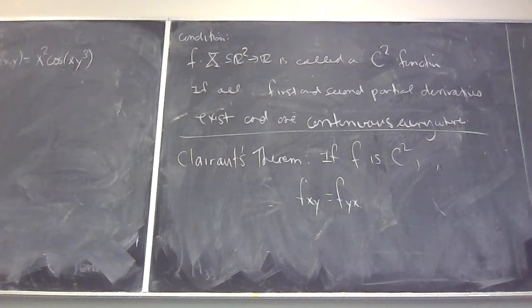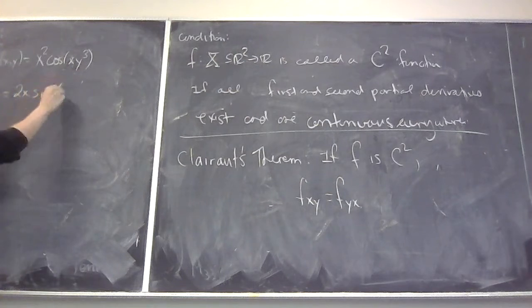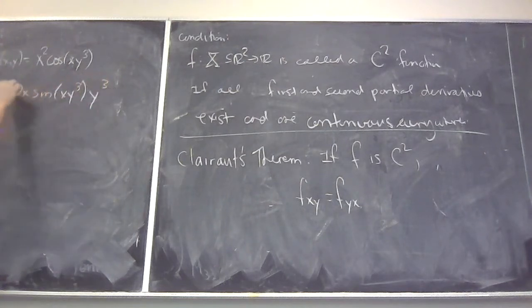I suspect this is going to have continuous second derivatives, right? Because those are pretty nice functions. So f_x is 2x times the sine of xy to the third times y to the third. I don't think I forgot the minus sign that goes out front.